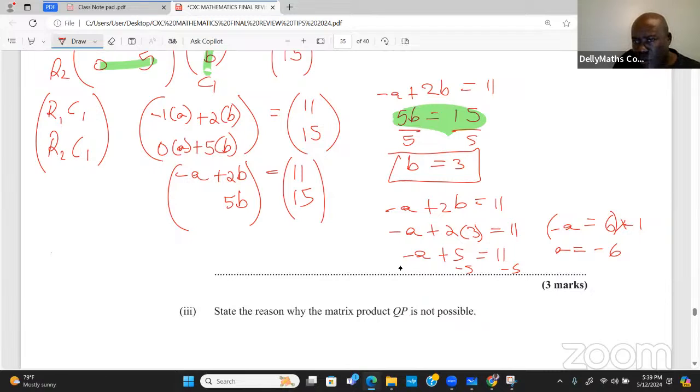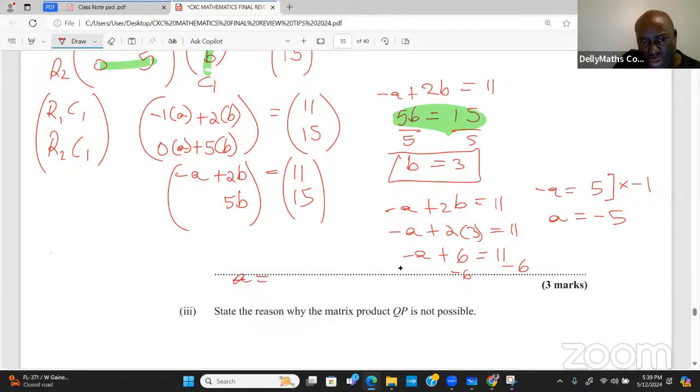Oh, 5. Why I'm saying this is 5, guys. All right, let me fix this. This is 6. Hold on. I wrote 5. It should have written 6. This is 6 right here. My bad. I subtract 6. So negative a is equal to 5. And then if you multiply everything by negative 1, then a is equal to negative 5. Apologize for that. So a is equal to negative 5. And then b is equal to 3.